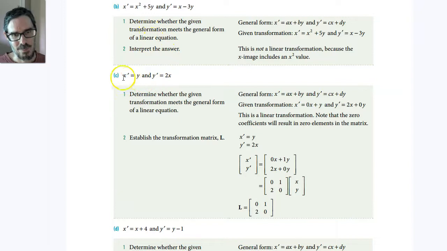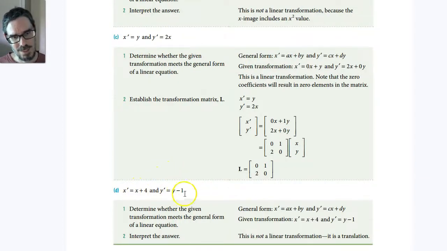What about this one? X prime is y and y prime is 2x. This looks a bit different because the x prime doesn't depend on the original x and the y prime doesn't depend on the original y. But if I put in coefficients of 0, then I actually can write it as a linear combination of x and y. So this is a linear transformation. The matrix looks like this. It's got zeros in it because there effectively were 0 coefficients in the original equations.